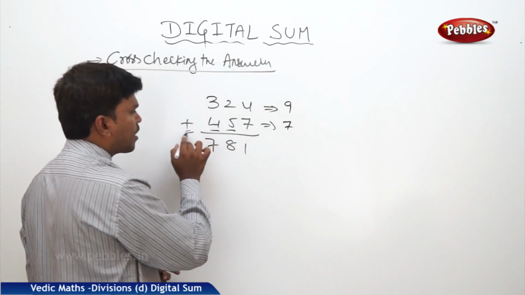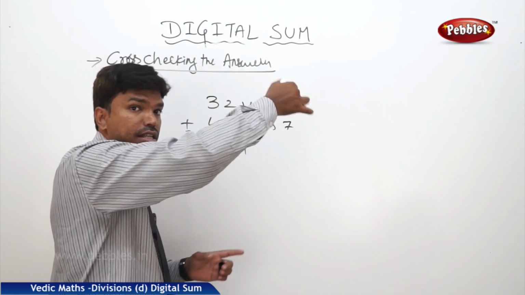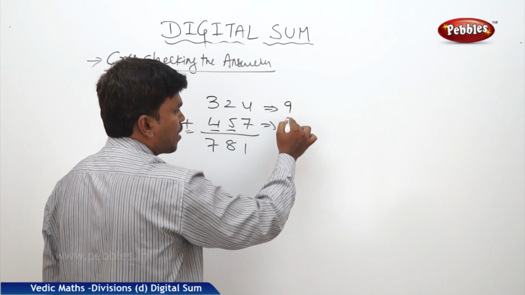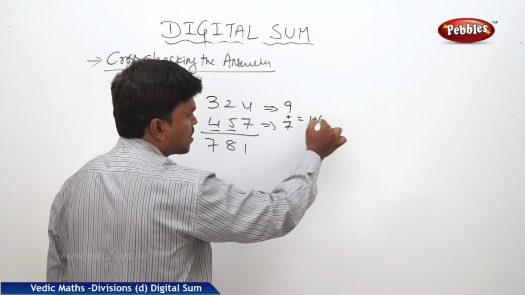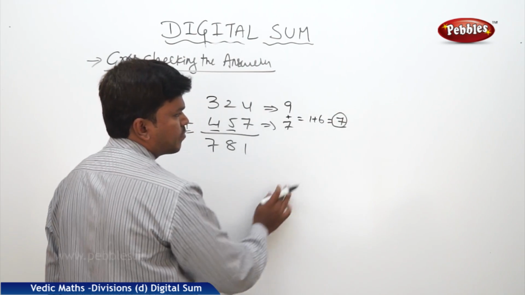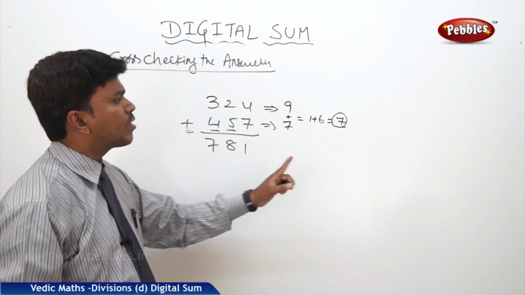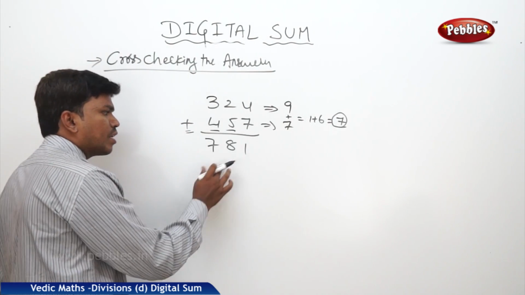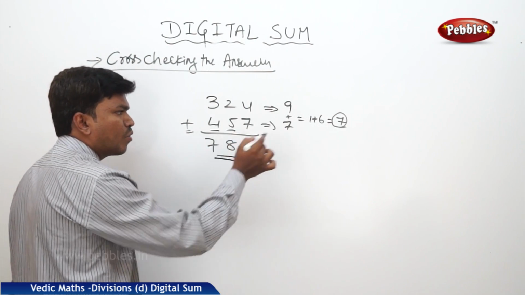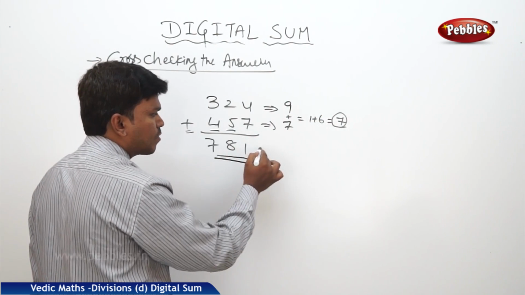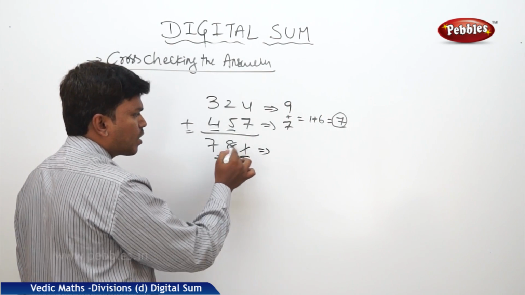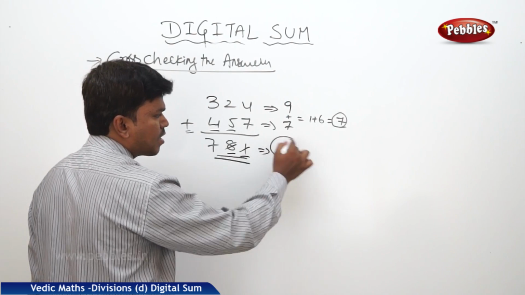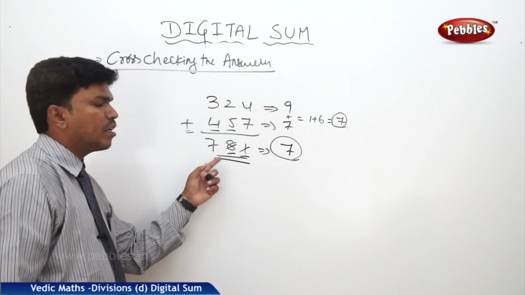9 plus 7 is how much? We are doing the addition only, right? So I am adding the digital sums of the numbers. 9 plus 7 is 16. Again 1 plus 6 is 7. So I got the digital sum as 7 for my answer. Now cross check the answer which you got, whether you got the same digital sum or not. 8 and 1 both are ignored, so finally 7 is the digital sum which you got in the answer.